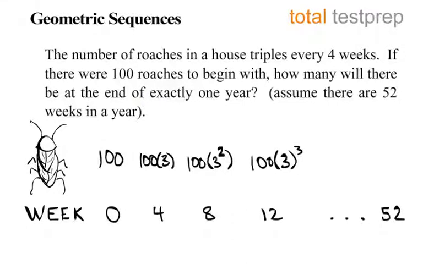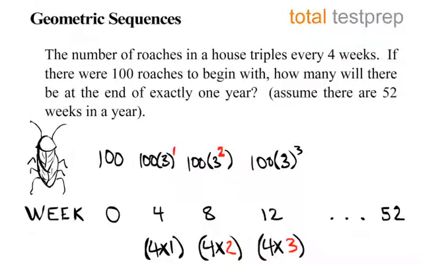So the question is, how many roaches are there going to be after 52 weeks? Well, one way to think about this is that 4 is equal to 4 times 1. And 100 times 3 is the same as 100 times 3 to the first. 8 is equal to 4 times 2. And here, the number of roaches is 100 times 3 squared. Hopefully you start seeing the pattern. So at the end of week 12, which is 4 times 3, is 100 times 3 cubed roaches.